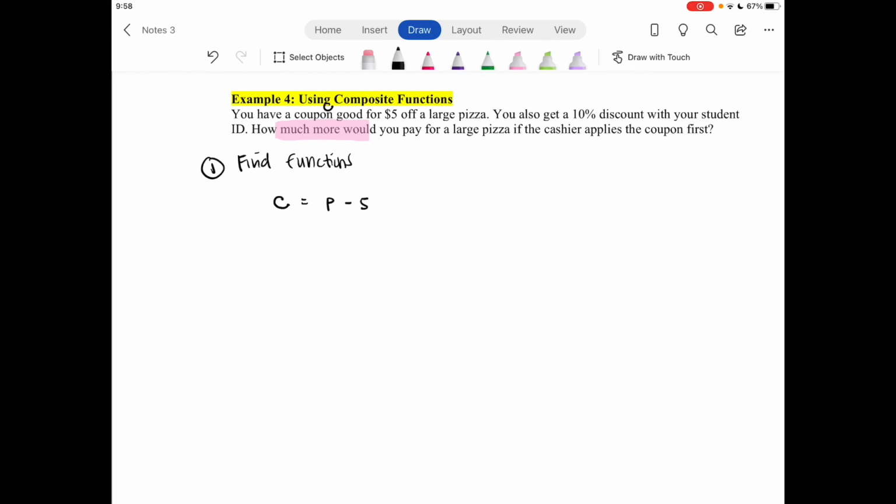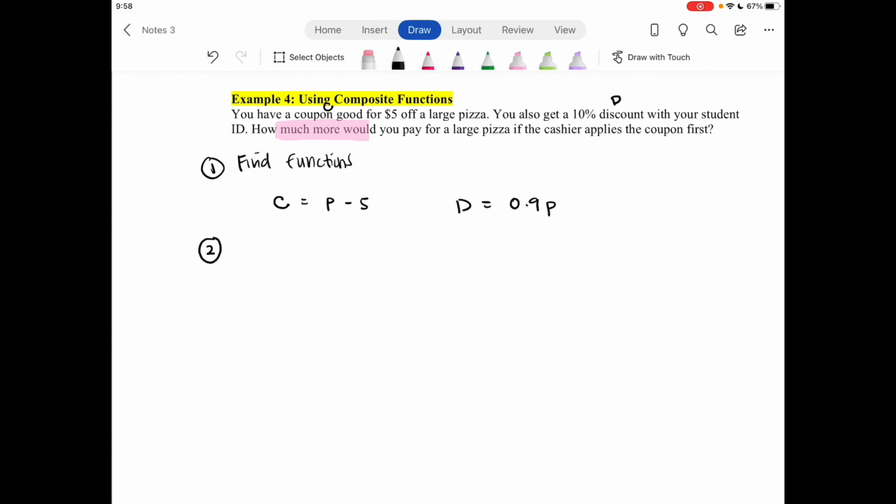But we also have the cost with the discount. So we're going to say our second function is D. And it's 10% off, which means you're paying 90%. And we always turn percentages into decimals in math, which becomes 0.9. And you're paying that much of the total price, which we said we're representing by the letter P.